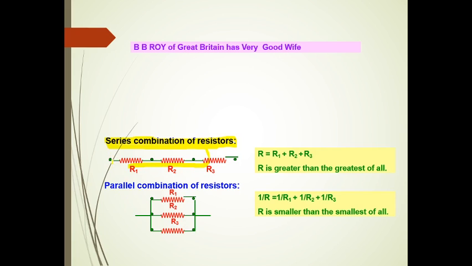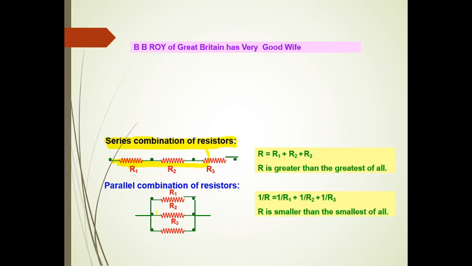Series: when we connect the resistances in series, it means one is connected to another as shown in the figure. As shown, R1 is connected to R2, R2 is connected to R3. Then the total resistance of the combination is equal to R1 plus R2 plus R3. The resistances in parallel are connected in this way.